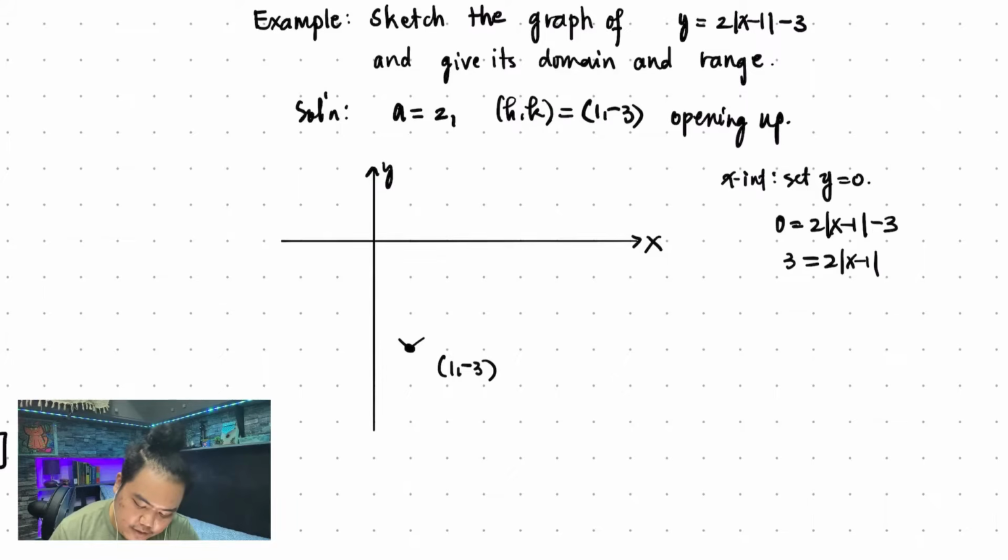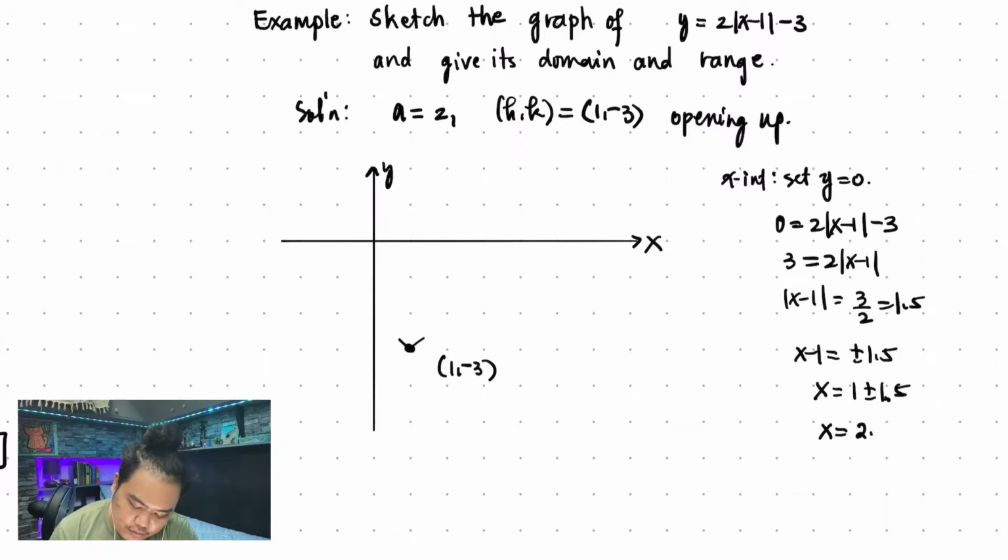So, ganyan, no? Divide both sides by 2. Or 1.5. Sige, 1.5 na lang. So, x minus 1 is plus minus 1.5. So, x is 1 plus minus 1.5. So, x-intercepts mo are 2.5 and 0.5. So, this is 2.5. This is 0.5.